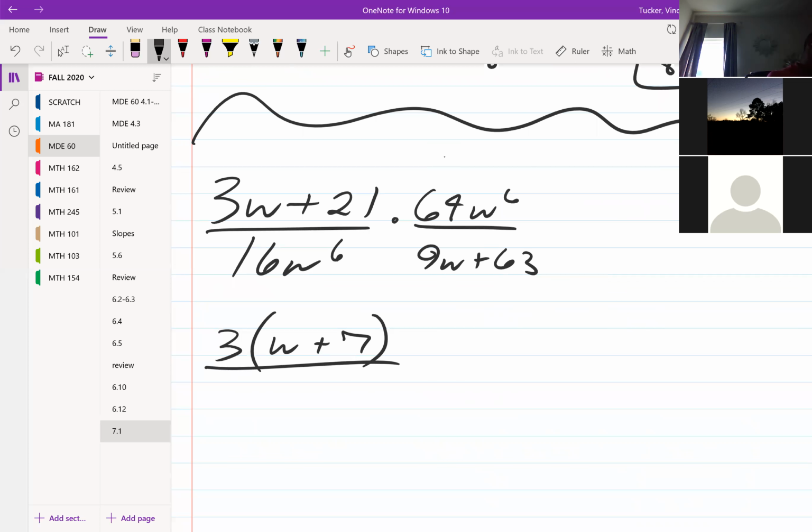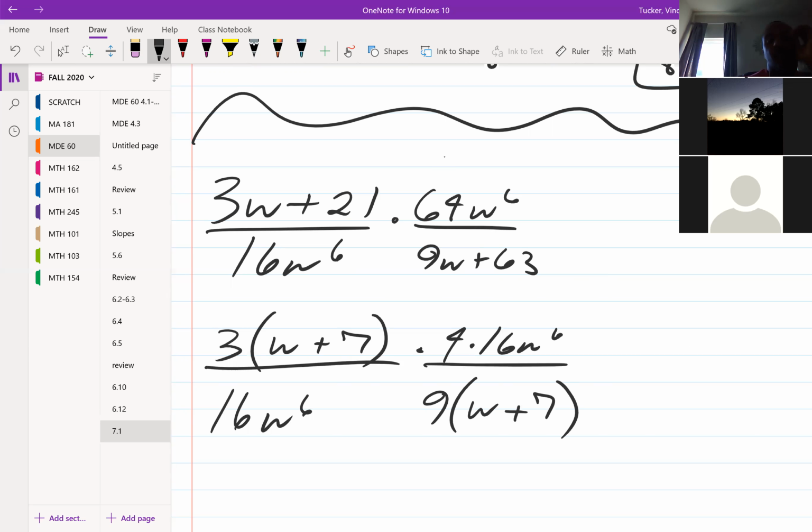And what I mean by that is I can leave that 16w to the 6 like that, and then break down the 64 as 4 times 16w to the 6. Like I said, once you get comfortable, you don't have to break things all the way down. You just break it down to what you need. And then the next one, factor out 9, and that's what we're looking at.